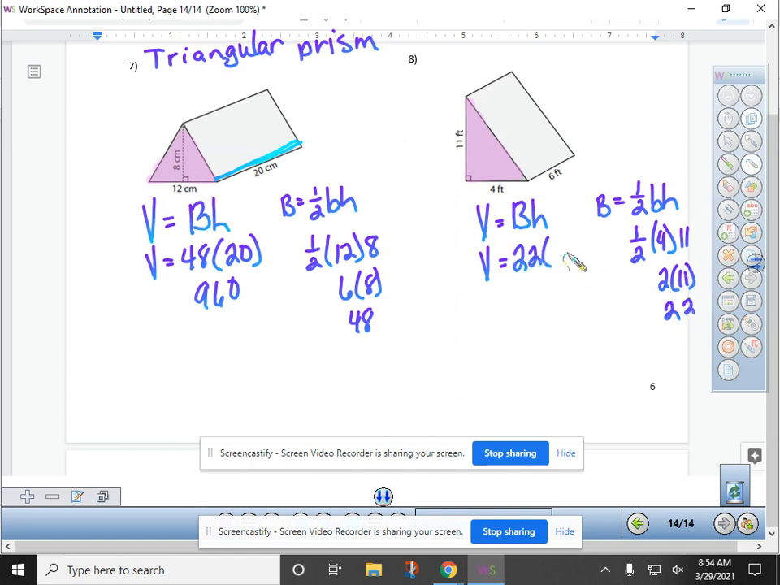Now we have to find the height of the whole thing between the bases. What is it? 6. What is it? 132.